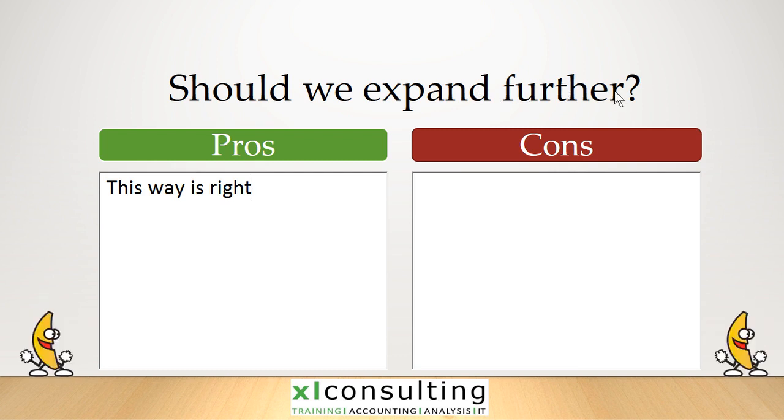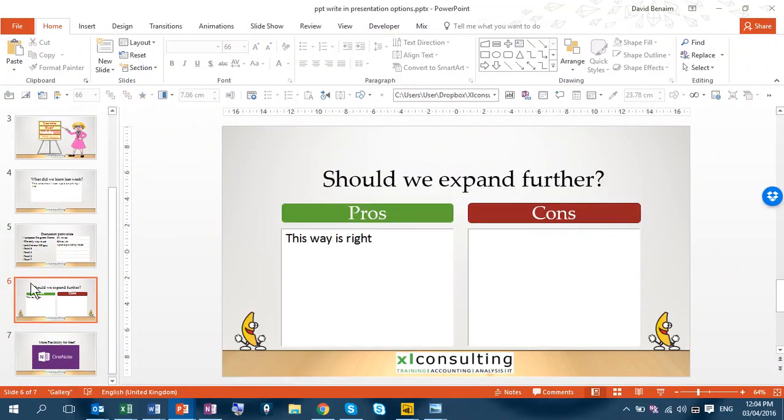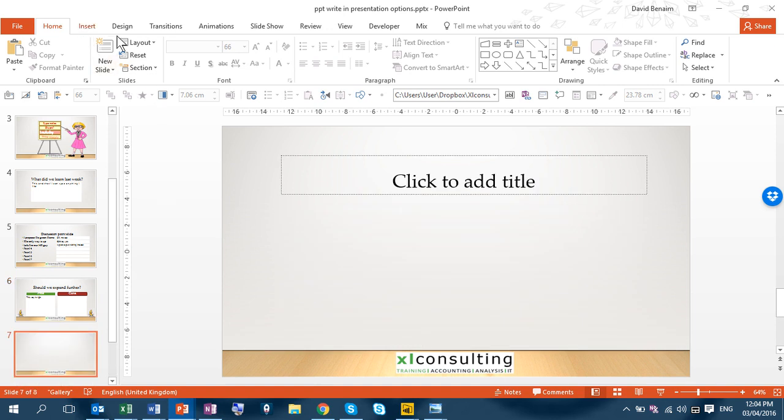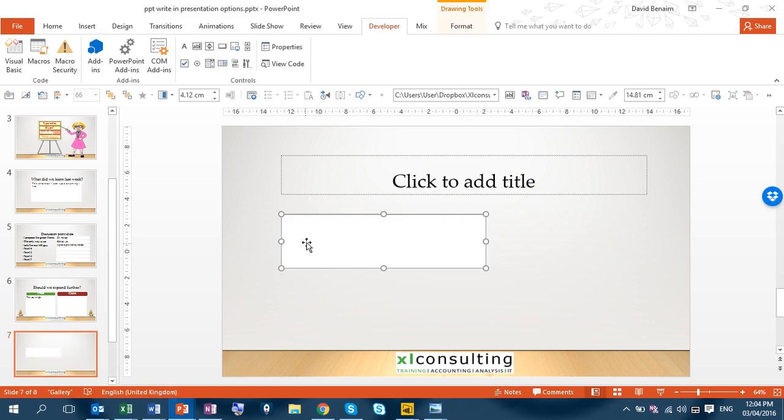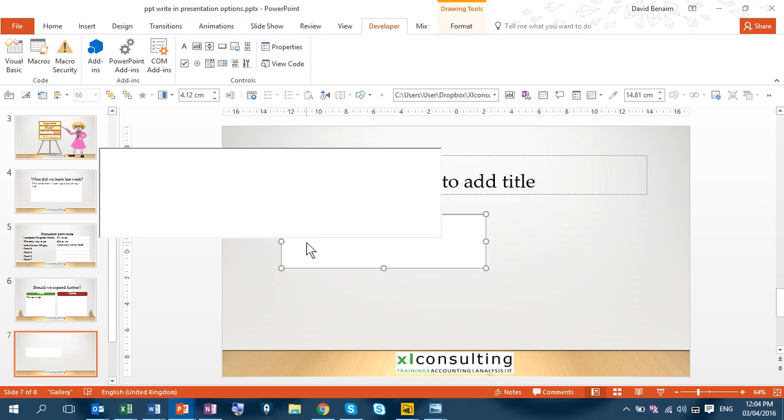Now, how do we do it? Let me put in a new slide, and now I'm going to go into my developer tab, and you might need to activate this as a one-time only thing if you can't see it. Links of how to do that under the video. Draw this AB box however you want, and I go Shift F5 for slideshow mode, and you can type now.